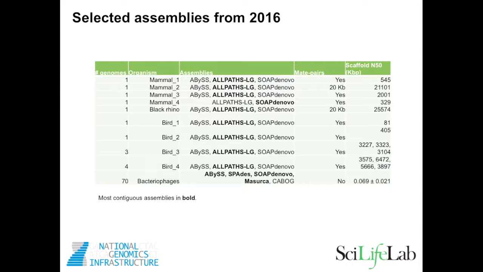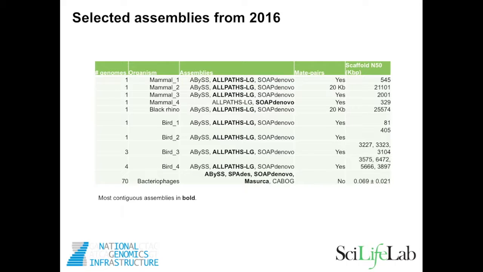So these are some example projects from 2016 that I just want to show you. You can see what type of organism it is and which assemblers were run and which libraries, and also the N50 numbers for these assemblies. Now N50 is a measure of how well the assembly is connected, and a higher number is better. So as you can see, you can't always predict how well a project will work.